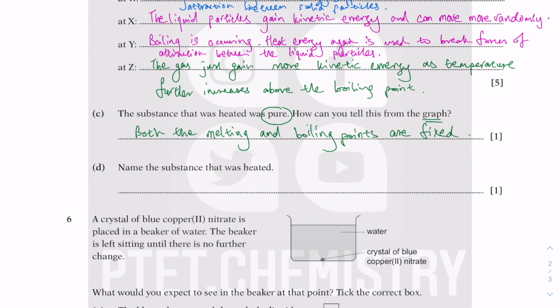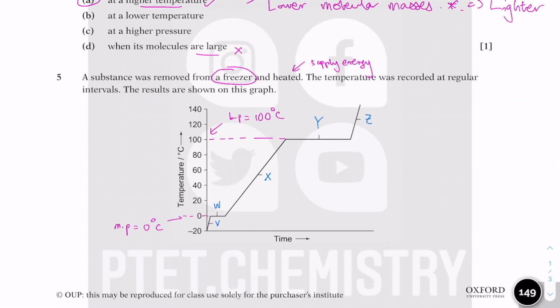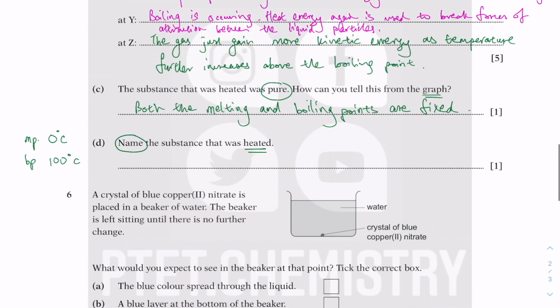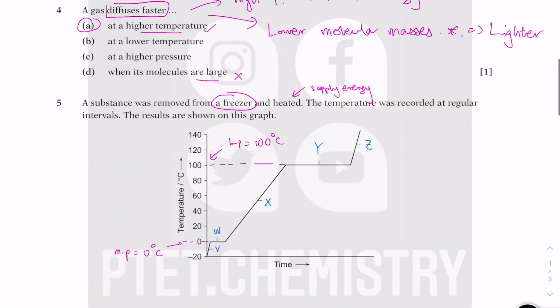All right, so they want you to name the substance that was heated. Previously you saw the melting point was 0 degrees Celsius and the boiling point was 100 degrees Celsius from the graph, as you are expected to read the graph. Based on that information alone, you should know what substance was heated. Be very careful, this is the tricky bit. So what did you heat? If you read back the original question, you take this substance from the freezer and then you heat it.